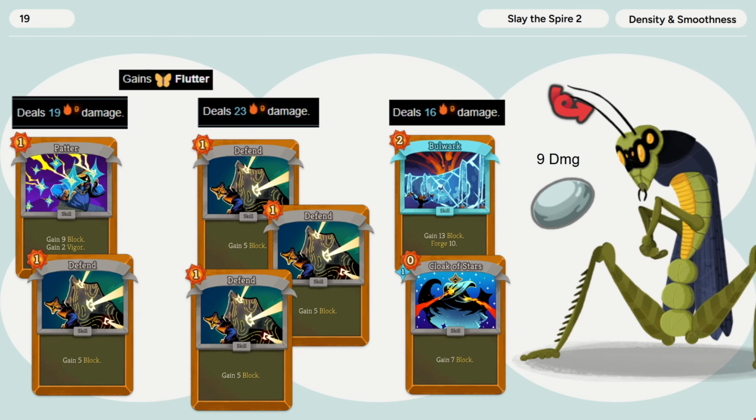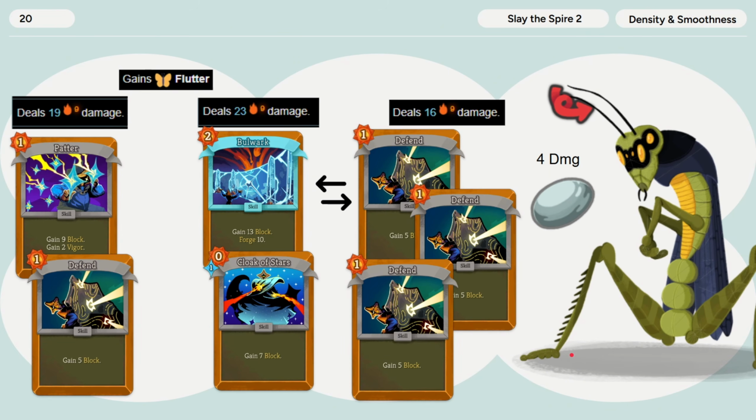But let's look again at the grasshopper fight, and you can see the strength of even something like an oddly smooth stone. So this is the arrangement that was dealing us 13 damage previously. They're on defend on turn 1, and then triple defend on turn 3, and then bulwark and cloak of stars on turn 4. With an oddly smooth stone, you're now taking 9 damage in this fight, whereas previously it was dealing 13. So the oddly smooth stone is saving 4 HP there.